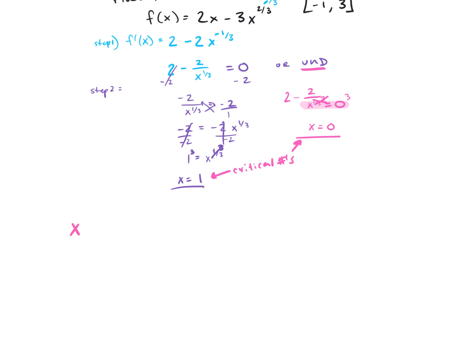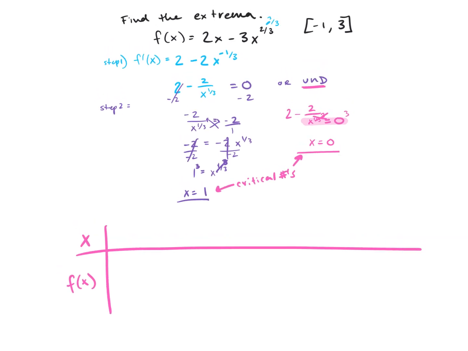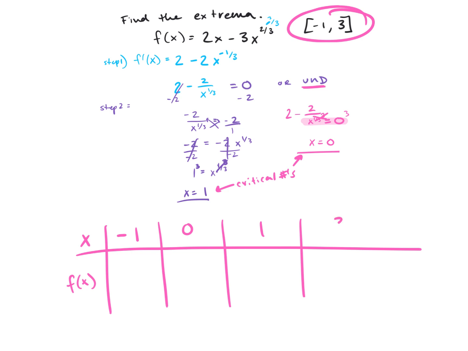So I'm going to make a table just like I did in the last one. So I'm going to put my x values on top, my y values on the bottom. Our possible places where we can have extrema are going to be our endpoints and our critical numbers. So just to write it in order, we've got -1, 0, +1, and 3.